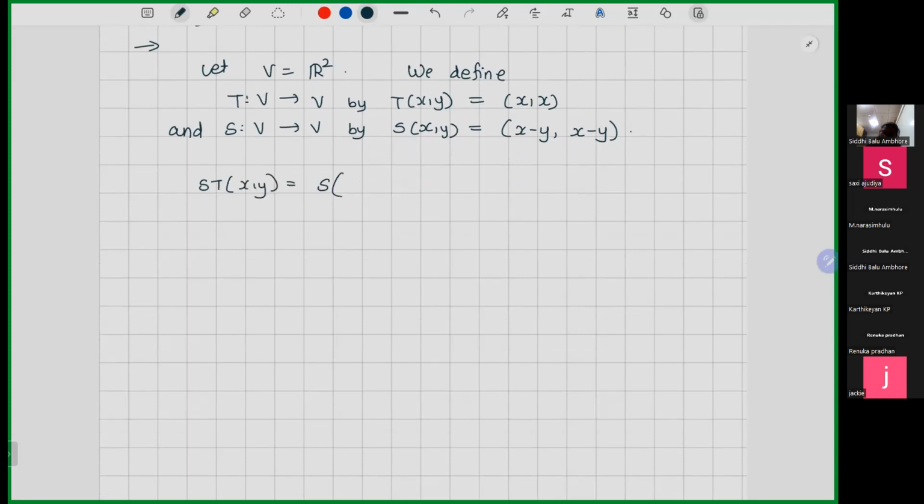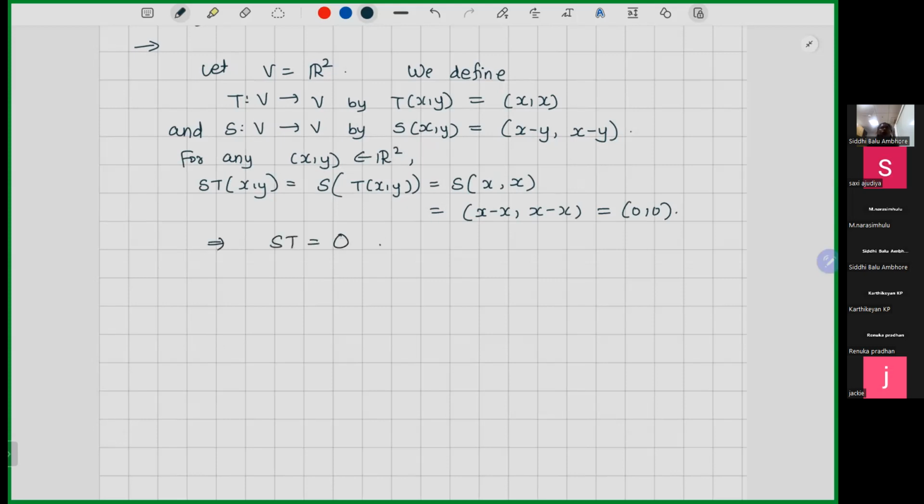It will be S of T of (x, y). And what is T of (x, y)? It is (x, x), right? And when I apply S on this, it is (x minus x, x minus x), and this is (0, 0). And this is true for any (x, y) in R2. This holds. So this implies that ST is 0, I mean, this is the 0 transformation.